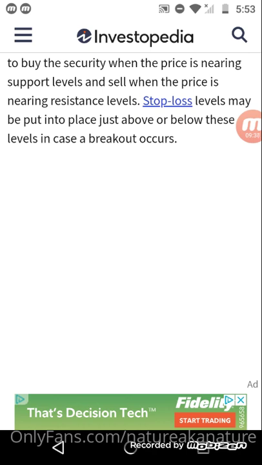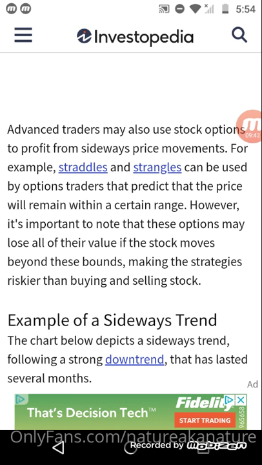Advanced traders may also use stock options to profit from sideways price momentum. For example, straddles or strangles can be used by options traders who predict that the price will remain within a certain range. However, it's important to note that these options may lose all their value if the stock moves beyond these bounds, making the strategy riskier than buying and selling stocks.